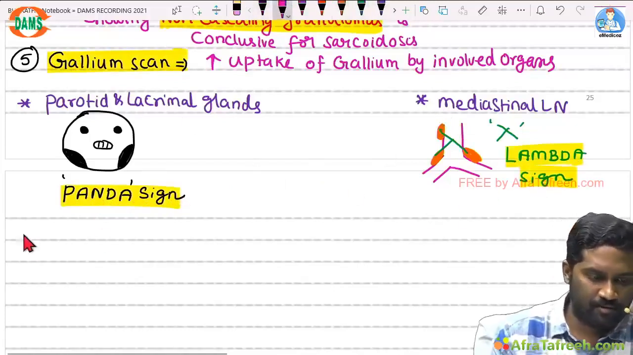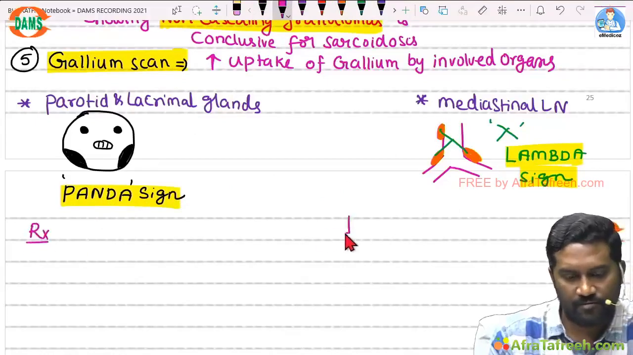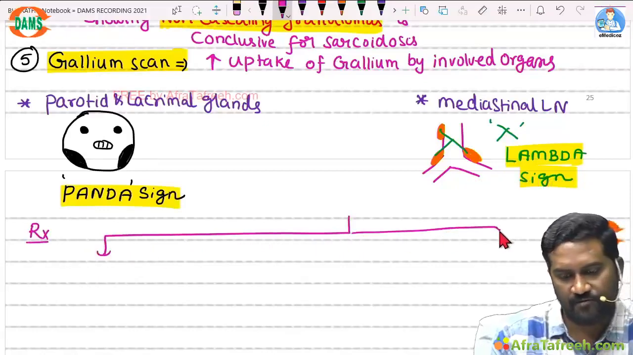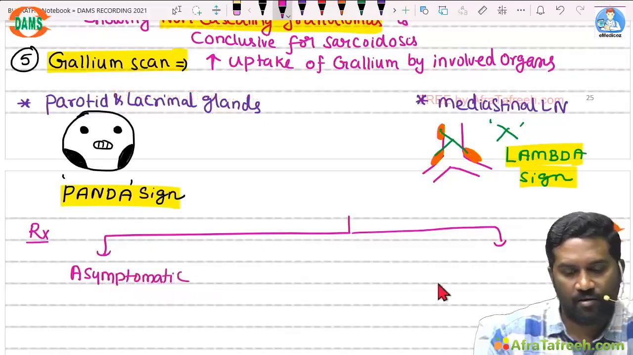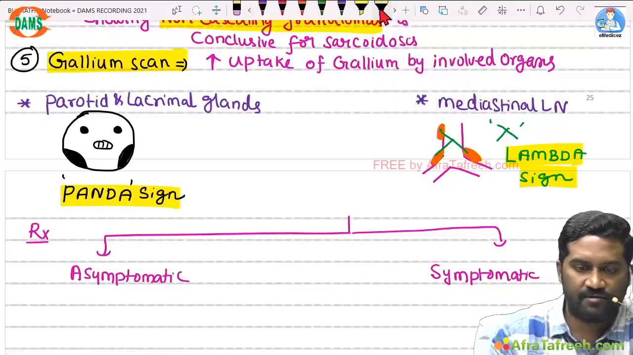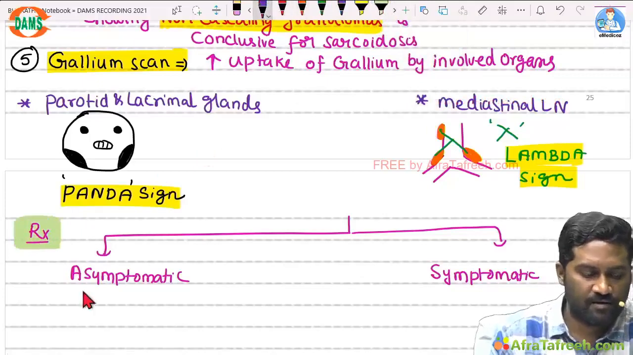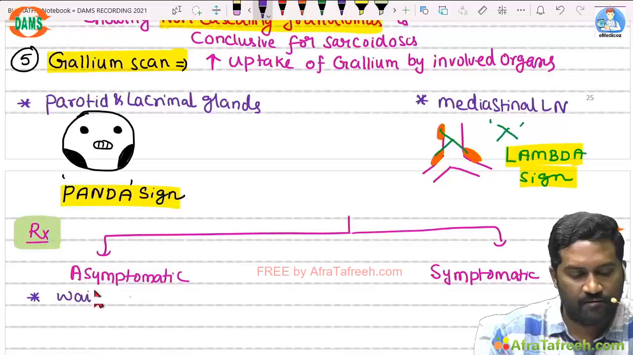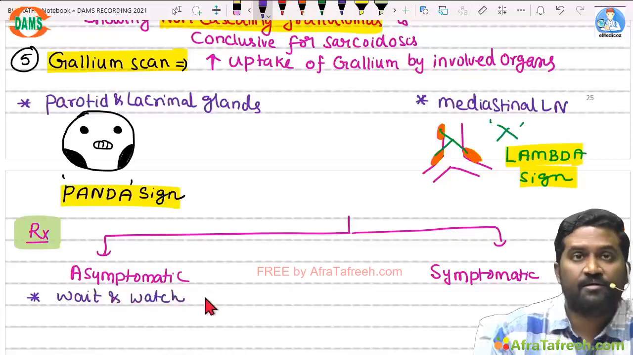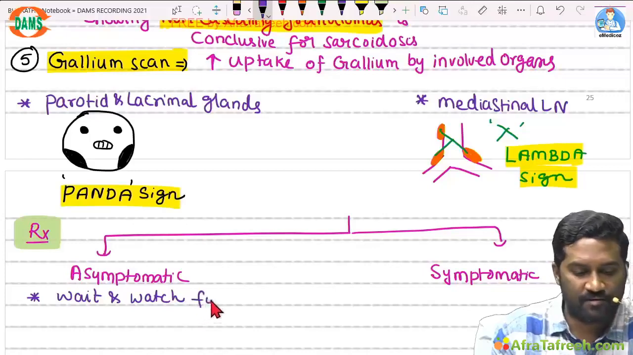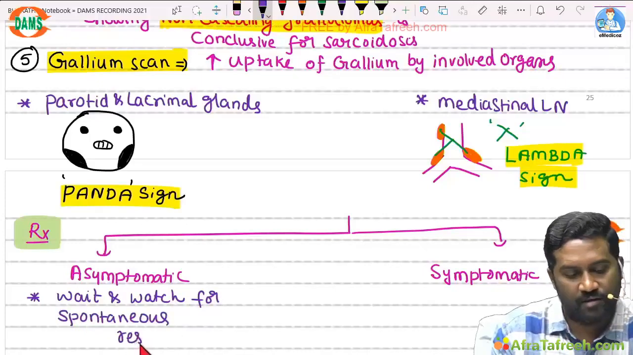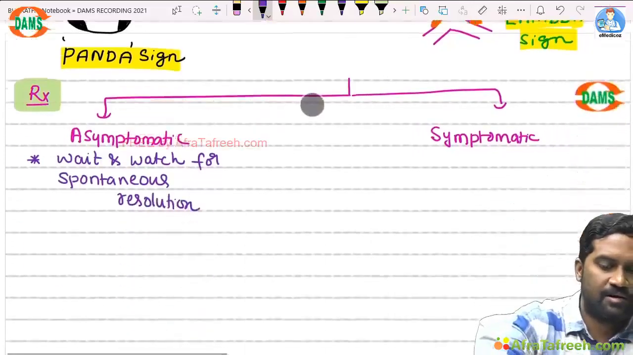Coming to the treatment of sarcoidosis. First thing you should do is, what is the general condition of the patient? Is he asymptomatic or symptomatic? If the patient is asymptomatic, I should wait and watch, because with sarcoidosis you don't know why exactly it is happening. In a few, it can have spontaneous resolution. I should wait and watch for any spontaneous resolution.